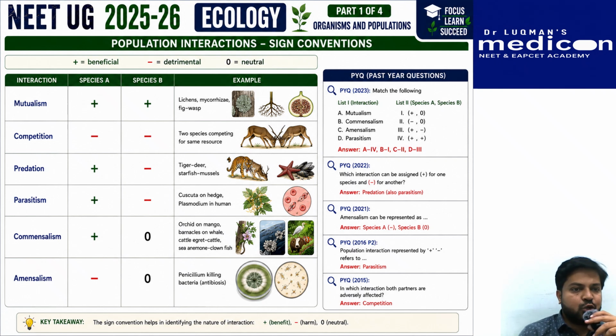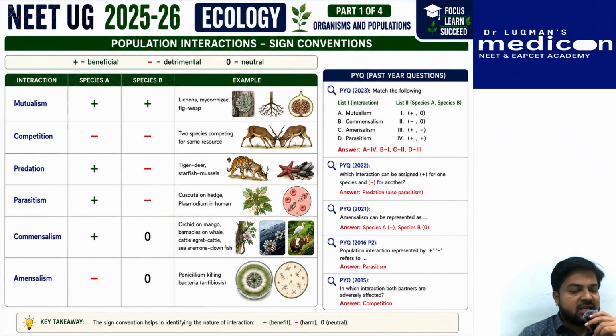For example, mutualism, in which both the species A and B are benefited. So we are going to give the symbol plus and plus, beneficial for both the species. Similarly, for competition, both the species are detrimental, so we are going to give minus and minus. For predation, obviously one species, the predator, is going to have a benefit, positive, and the prey is going to be negative.